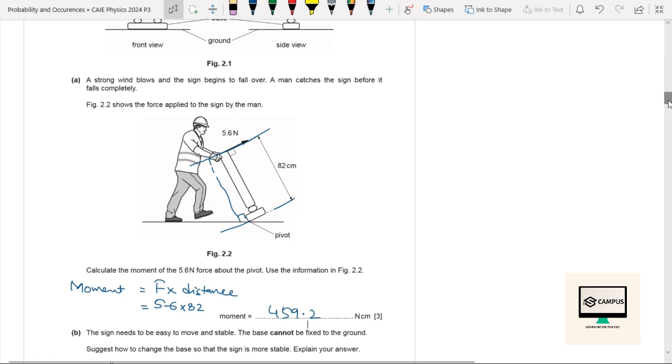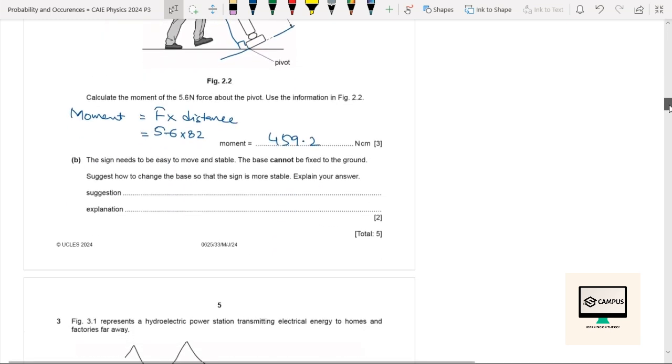Newton centimeter. So this is the moment of a force, 5.6 Newton force about the pivot as shown in figure 2.2. The sign needs to be easy to move and stable. The base cannot be fixed to the ground. Suggest how to change the base so that the sign is more stable. Explain your answer. So we need to give a suggestion about how we can make the signboard more stable, and we need to give an explanation as well.